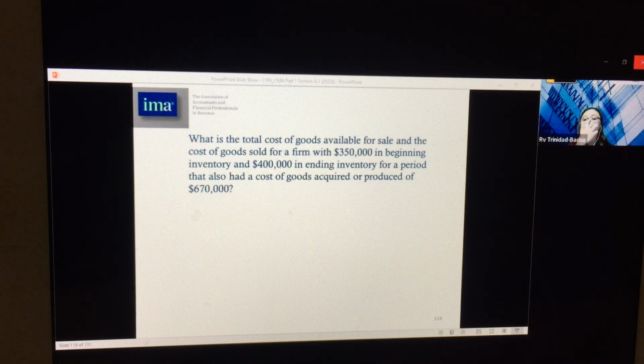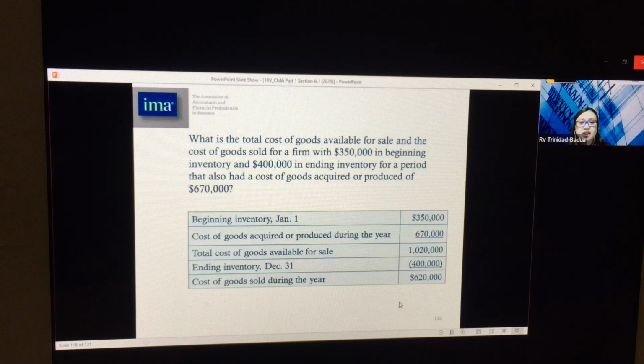Let's try. So, where do we start? Beginning balance of 350. You bought 670. Now you have total goods available for sale of 1,020. Right? 1,020 is your total goods available for sale. Then we know that you have ending inventory of 400,000. So 1,020 less 400,000 would give you cost of goods sold of 620. Answer, 620.